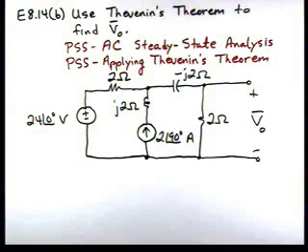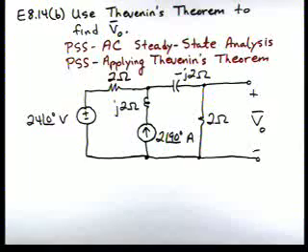In part B of Learning Assessment 8.14, we're going to use Thevenin's theorem to find V0. We're going to utilize a problem-solving strategy entitled AC Steady State Analysis and applying Thevenin's theorem. If we remember back to Thevenin's theorem, step 1 said remove the load and find the voltage across the open circuit terminals.